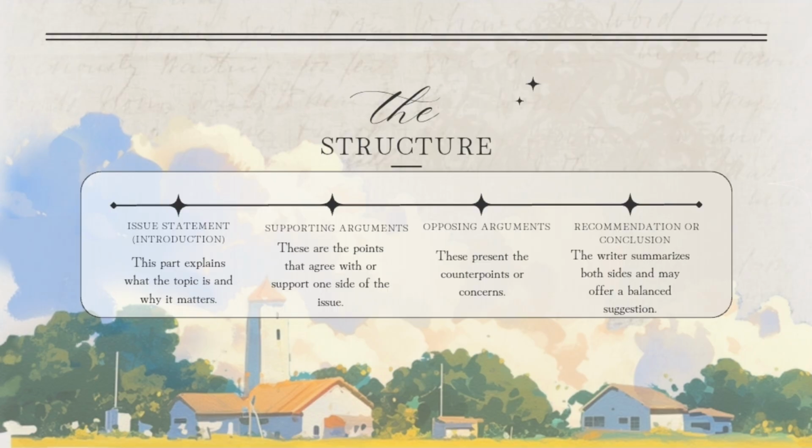After understanding the language features, let's break down how a discussion text is actually structured. So a good discussion text typically has four sections. The first one is the issue statement or introduction. This part explains what the topic is and why it matters. The second one is supporting arguments. These are the points that agree with or support one side of the issue. The third one is opposing arguments. This presents the counterpoints or concerns. The fourth and last one is the recommendation or conclusion. The writer summarizes both sides and may offer a balanced suggestion.